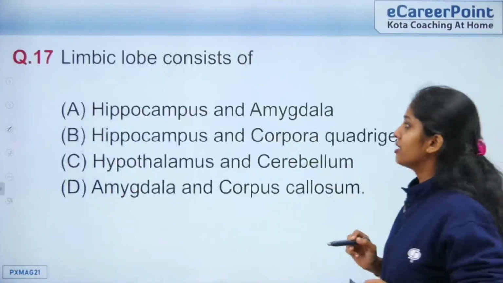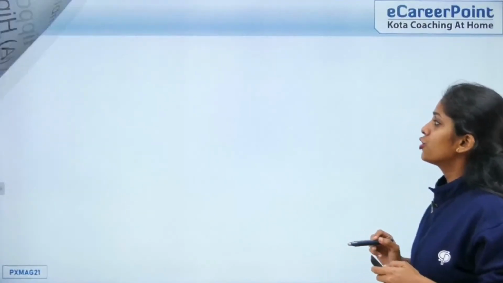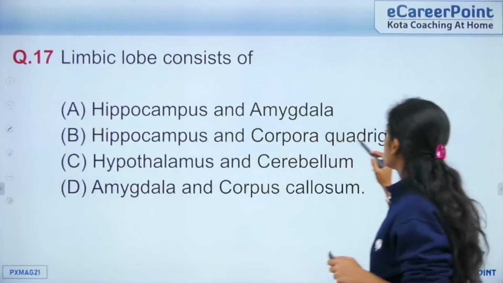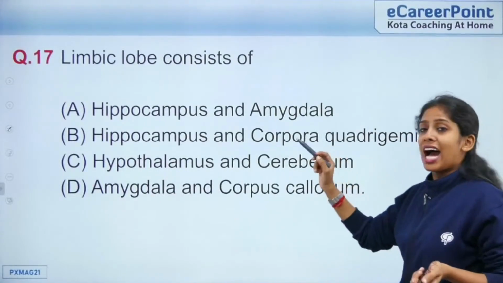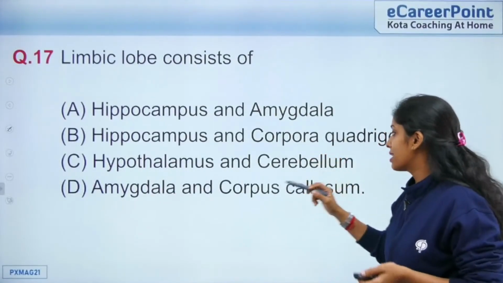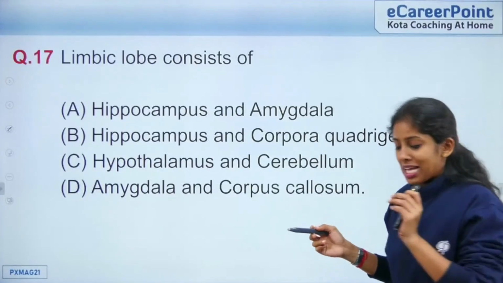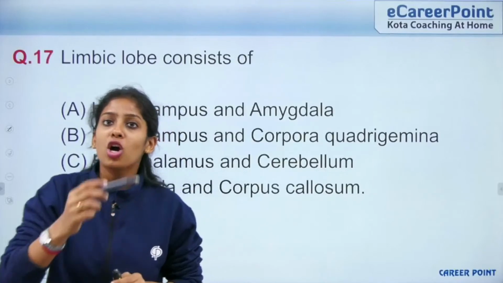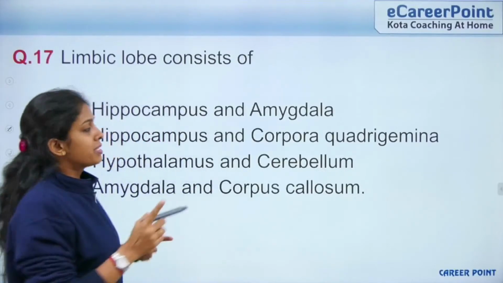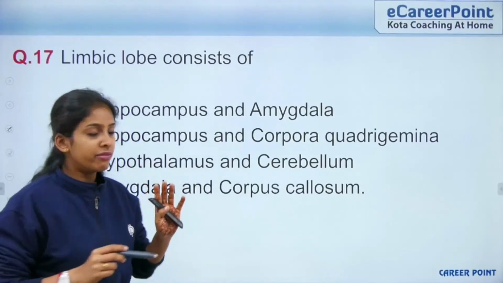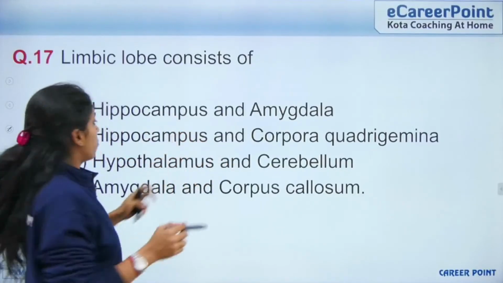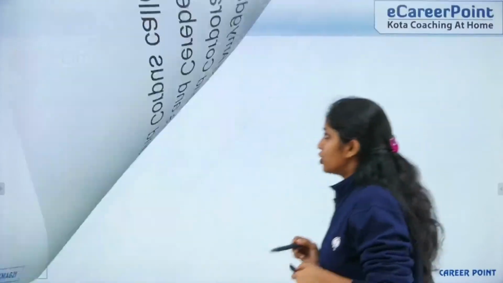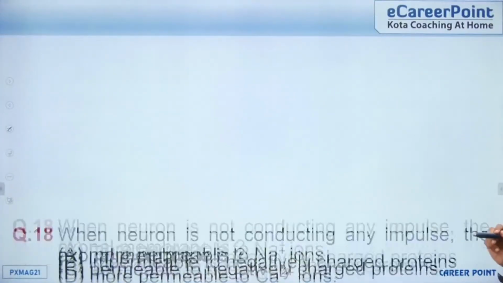So question 17. Limbic lobe consists of what structures? Hippocampus, amygdala, corpora quadrigemina, hypothalamus and cerebellum, amygdala and corpus callosum. The actual answer is the hippocampus and amygdala along with the cerebral hemisphere. But since cerebral hemisphere is not given here, don't go with any other option. It is hippocampus and amygdala only. Alright. So we go to question 18.